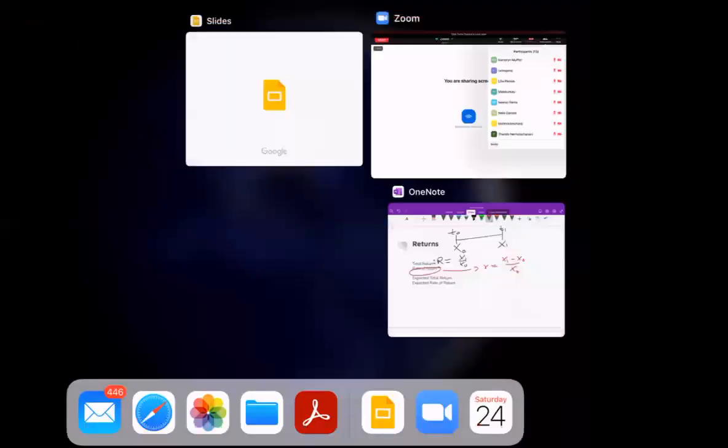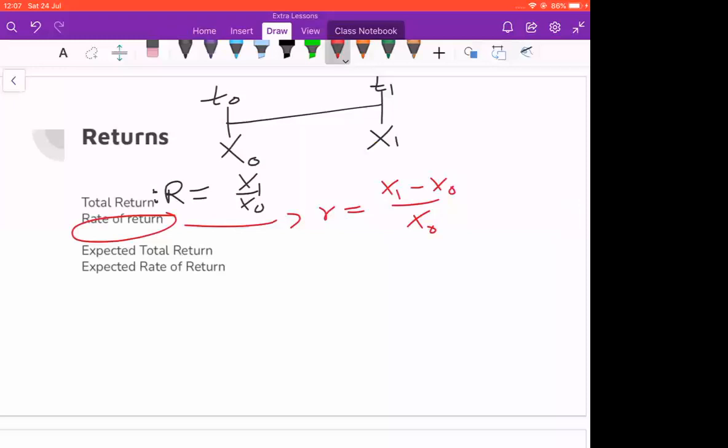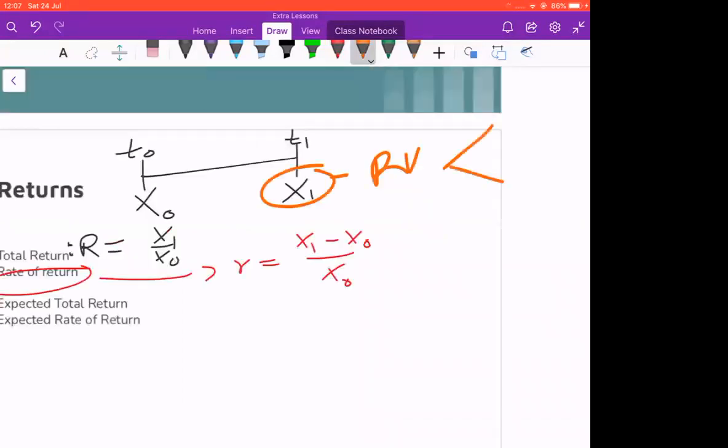Okay, so these are two ways of calculating returns. To find the expected return, we assume that X1 is a random variable. That means there are many states it can be, let's say state 1, state 2. Its price will depend on the state of the economy. In that case, you can say that X1 is a random variable.